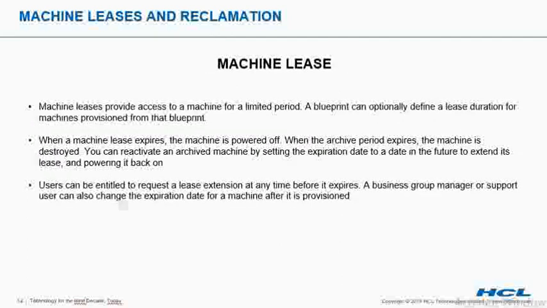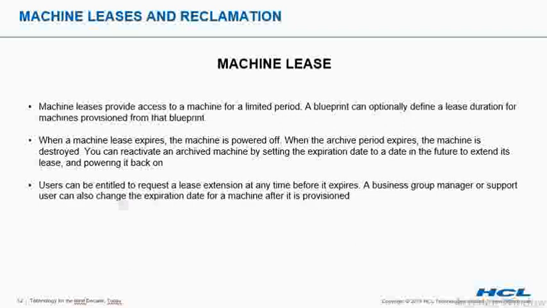The first is machine lease. As already told, machine lease provides access to the machine for a limited period of time. We can provide or define leases in the blueprint itself for the machines which need to be provisioned through it. If a blueprint does not specify a lease period, then the machines are provisioned from that blueprint with no expiration date. And if a blueprint specifies a single value of lease duration, machines are provisioned from that blueprint with an expiration date based on the blueprint lease duration.